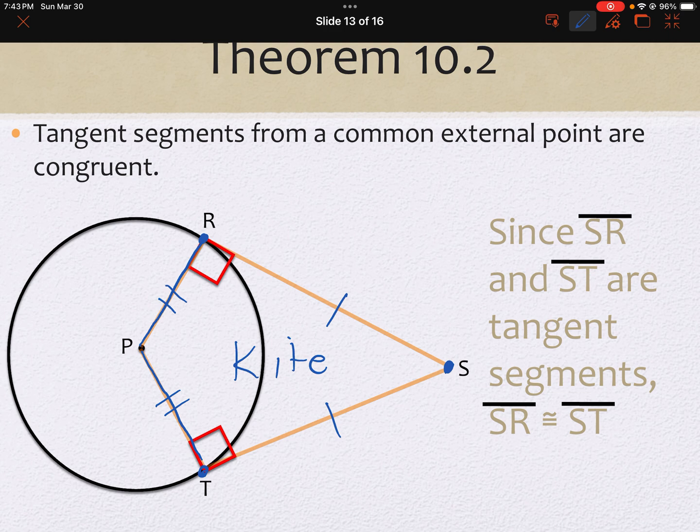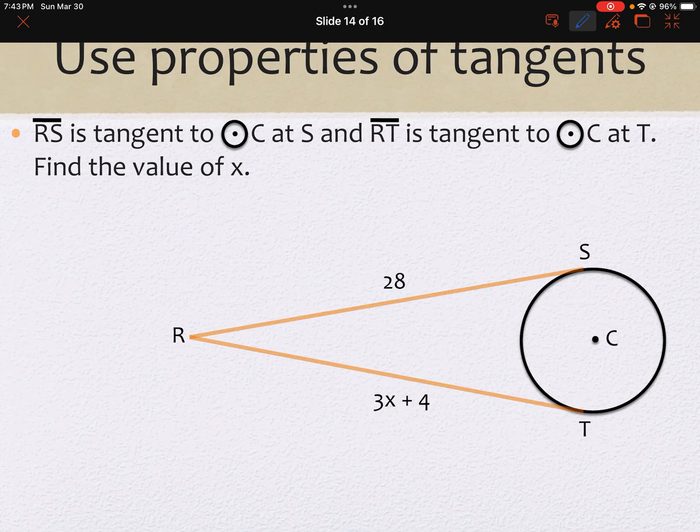Okay, so anytime you see that situation, all that stuff that you know about kites comes into play. So something like this is actually a pretty easy problem. And I think there's a quiz question that you're going to have that's almost like a layup.